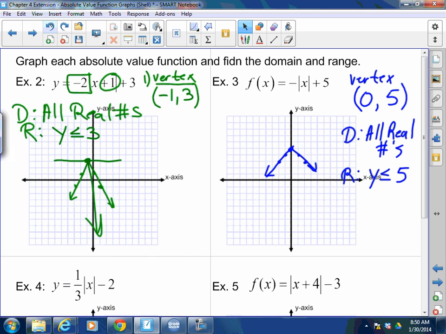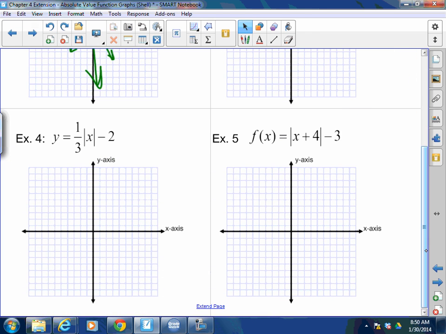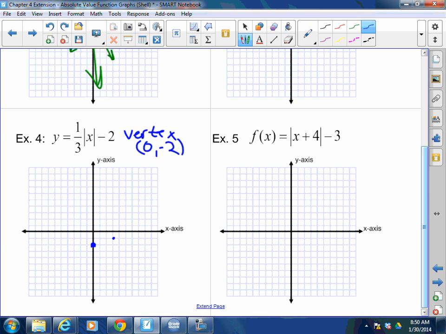Okay, let's continue. All right, what's my vertex here? 0, negative 2. What's my slope? So, up 1, 1, 2, 3 to the right. Up 1, 1, 2, 3 to the right. But it's an absolute value, so I got to go right and left. So up 1, 1, 2, 3, to the left. Up 1, 1, 2, 3, to the left. Connect the dots. That is my absolute value function.